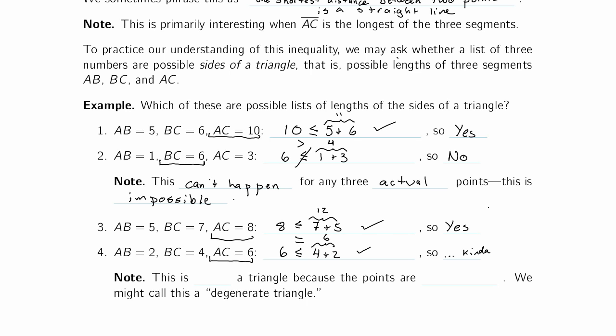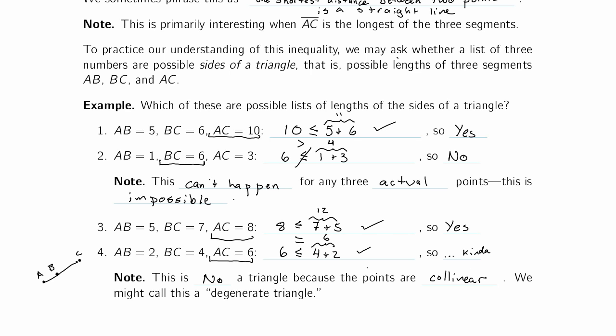If by a triangle we mean an actual triangle, then no, this is not a triangle. Because these are equal, we know that these points are collinear. It is possible to have three real points like this. They'll look like this, approximately. But I wouldn't call that a triangle. That's a line segment with an extra point on it.